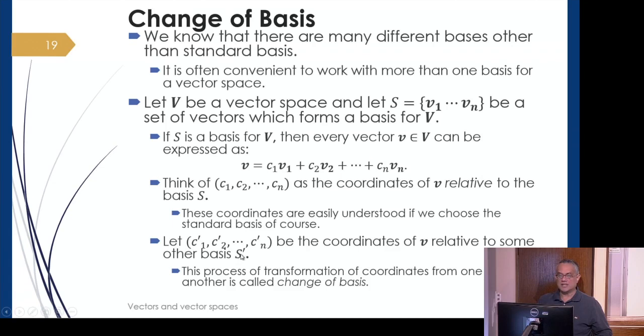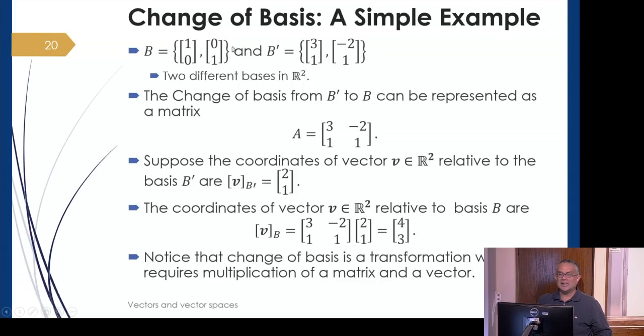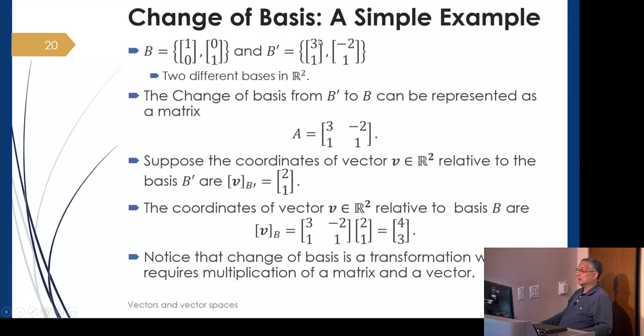So let's take a close look at this. Here is a nice, clean standard basis, B. 1, 0, 0, 1 are the basis vectors. And now you have this other basis for this two-dimensional example, B prime, which has these two vectors, 3, 1 and minus 2, 1. And these are two different bases for R2. So the change of basis from B prime to B can be written nicely in a clean form algebraically by simply writing out this particular basis as a matrix.